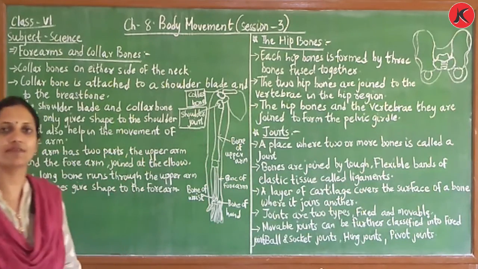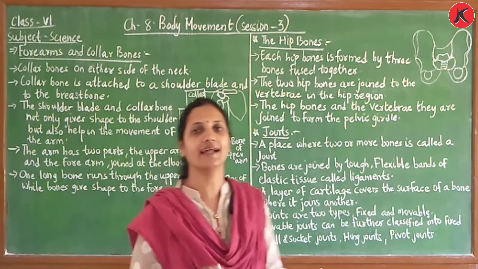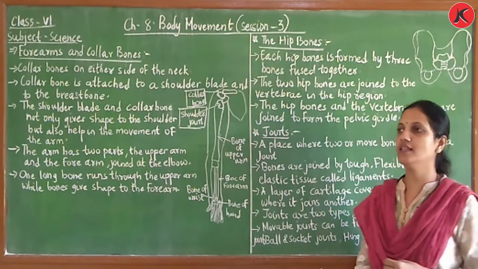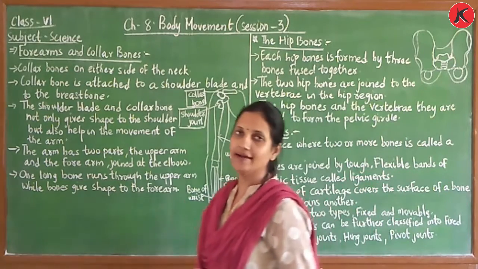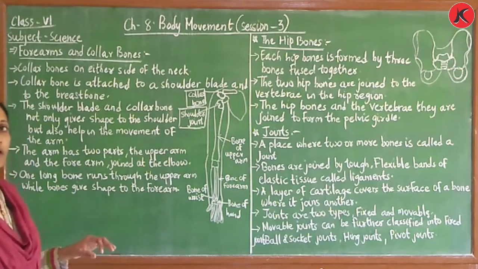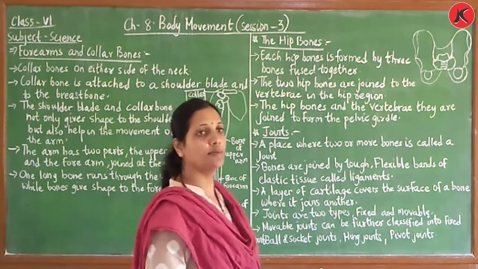Now after that we discussed the function of the skeletal system. In that we saw different parts. First was the skull, the hip bone and the spine, right? Now we are going to discuss forearms and collar bones.